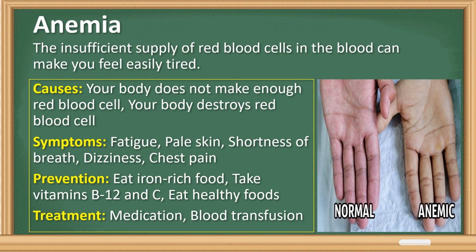Prevention: we can prevent this by eating iron-rich food, taking vitamin B12 and vitamin C, and eating healthy foods. Treatment: if you are having this anemia, you have to undergo medication and blood transfusion if it's already critical.